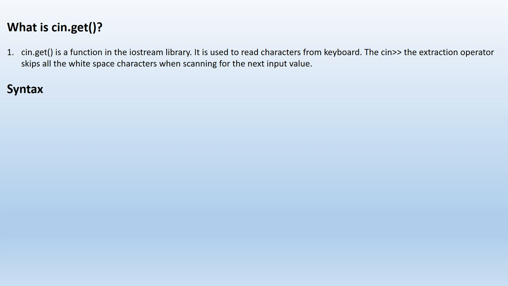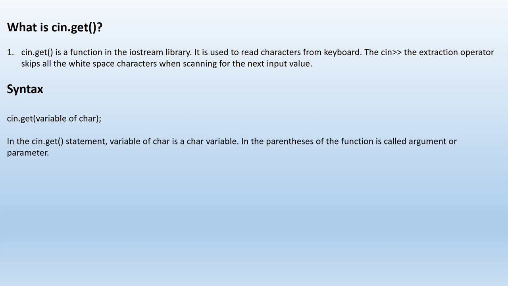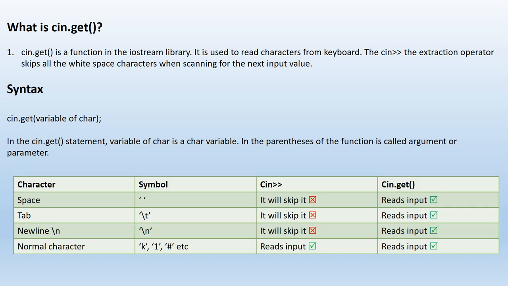What is the syntax? In the cin.get statement, variable of character is a character variable. The item in the parentheses of the function is called argument or parameter. The following table will show the difference between cin and cin.get.